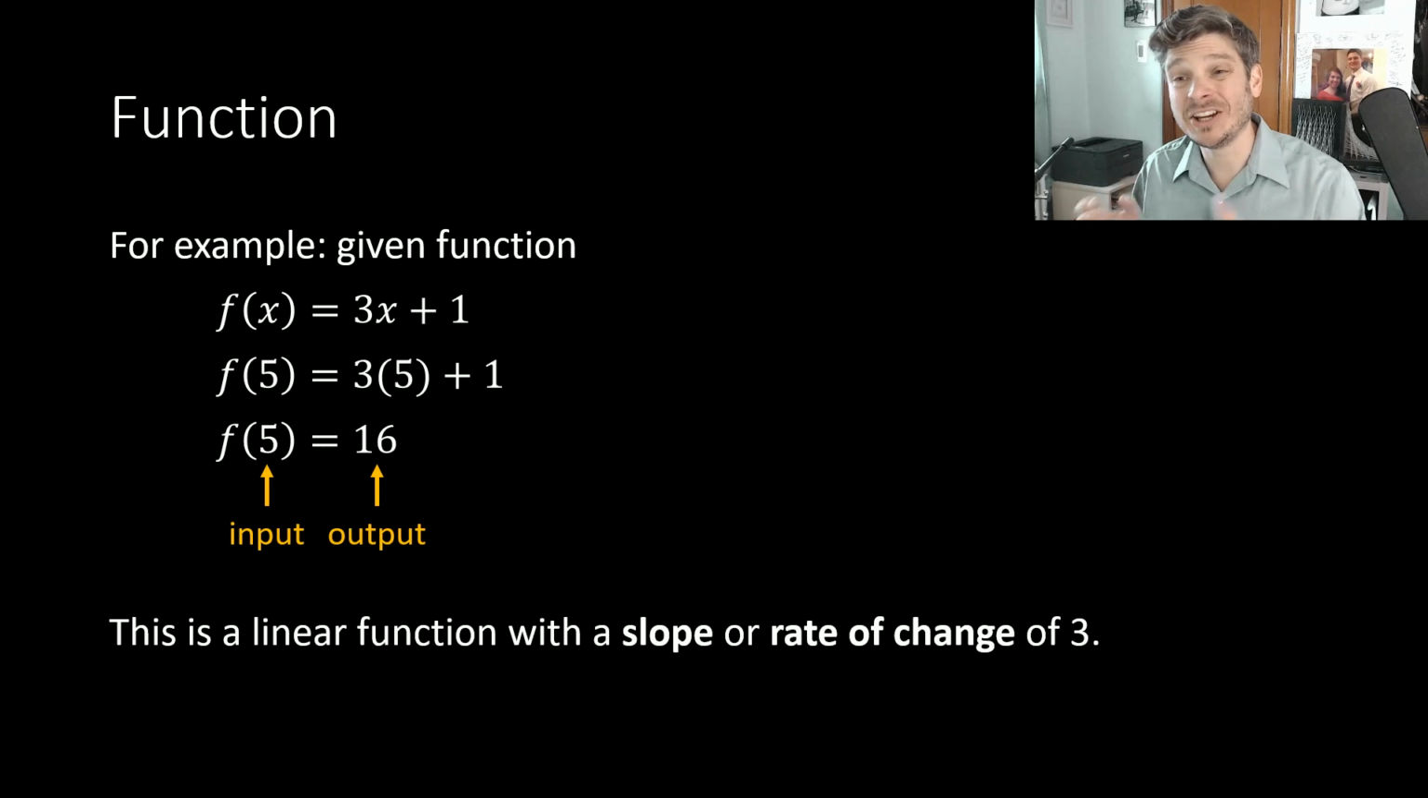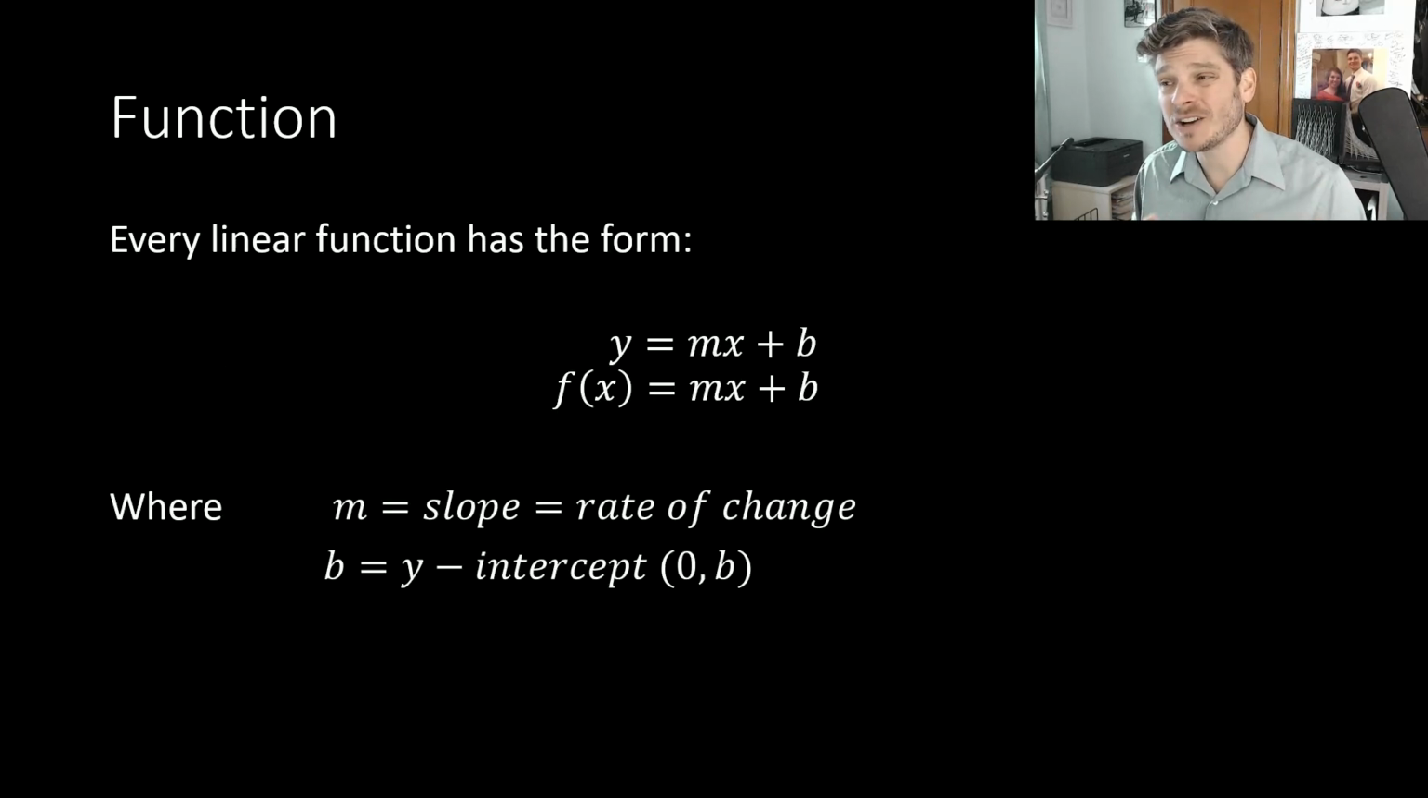Now, this is a linear function that has a slope or a rate of change of 3. And again, we're going to start with linear functions because they are the most simple to work with and hopefully the easiest to understand as well. When we talk about linear functions, every linear function has that y equals mx plus b form. Or if we're using the function notation, the more mathematical notation, it's f of x equals mx plus b. We typically prefer that function notation because we can see the input and the output at the same time. It also speaks to the way that we've written our programming languages in a very mathematical sense.